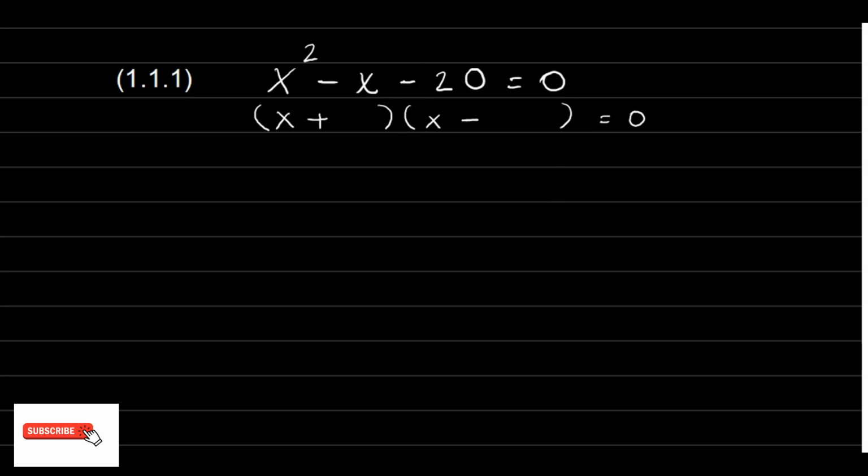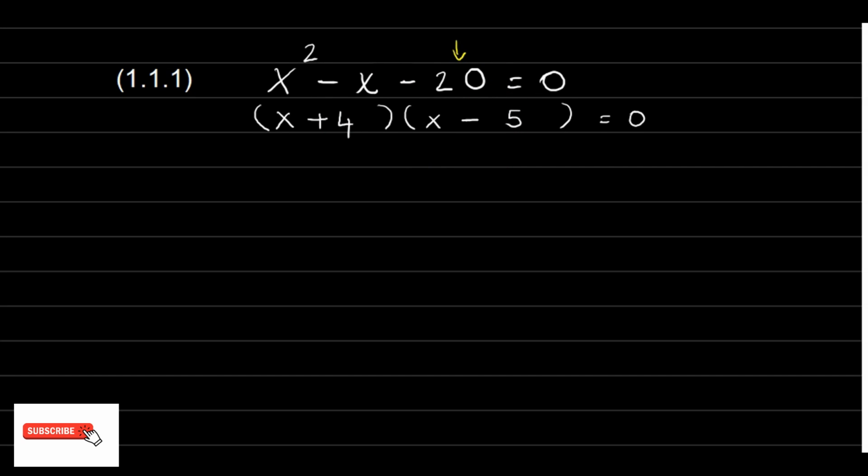And then we are going to look at the factors of 20 that when I add or subtract them will give me a negative 1. Okay, so what are those factors of 20 that when I add or subtract them will give us a negative 1? It's going to be a positive 4 and a negative 5. Okay, so you can just simply check: negative 5 plus 4 gives us a negative 1, and positive 4 multiplied by negative 5 gives us a negative 20.